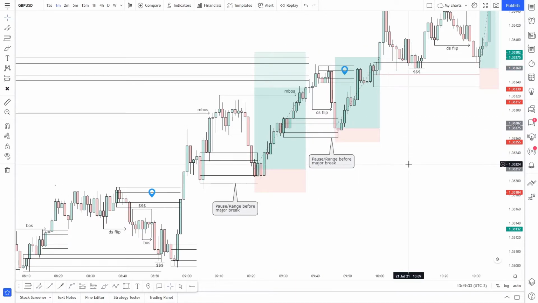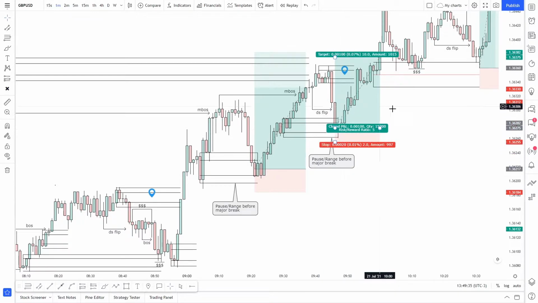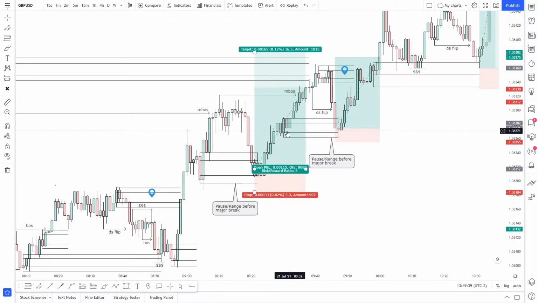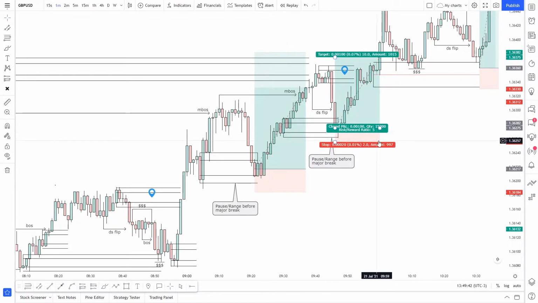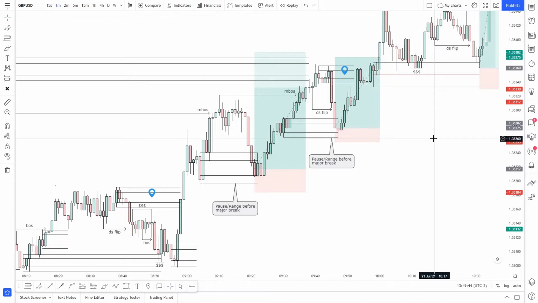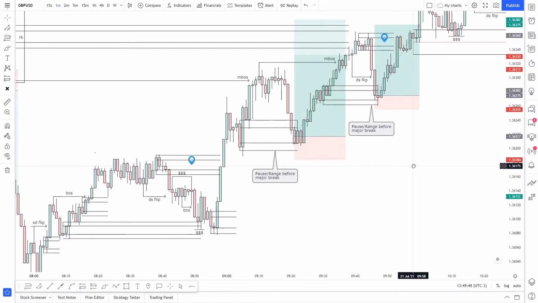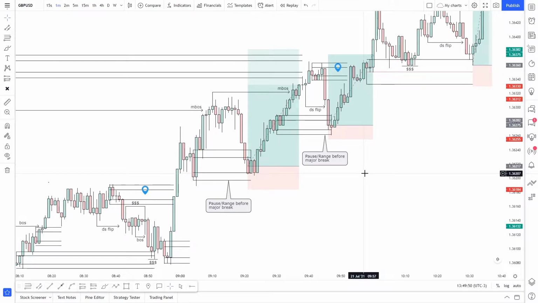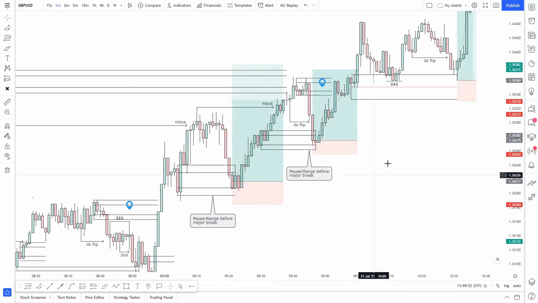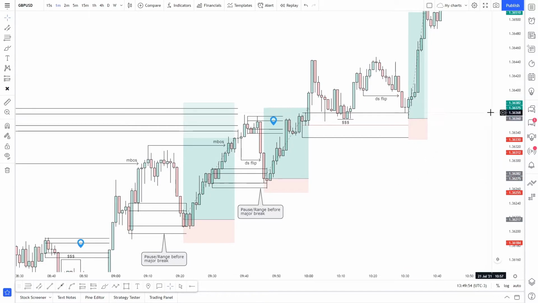I drew this. I don't remember if I actually sent a screenshot about this trade. I see what's happening, or was it on this one? It was actually on this one, yeah. I don't remember. Do I have Telegram open? Yeah, I'll check that out later though.